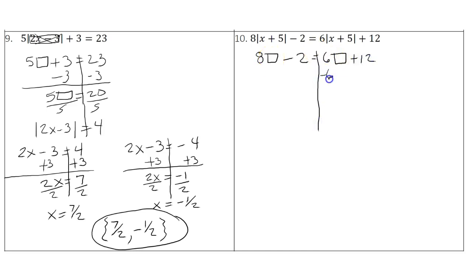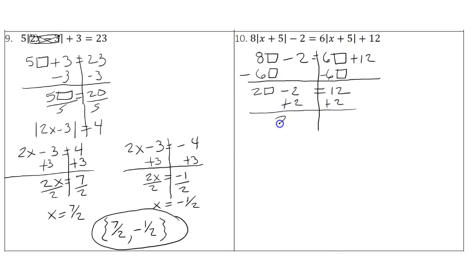Subtract 6 times the absolute value expression from both sides of the equation. This gives us 2 times the absolute value minus 2 equals 12. Now add 2 to both sides of the equation. This gives us 2 times our absolute value expression equals 14. Divide both sides by 2. We have now isolated the absolute value expression, for the absolute value of x plus 5 equals 7.